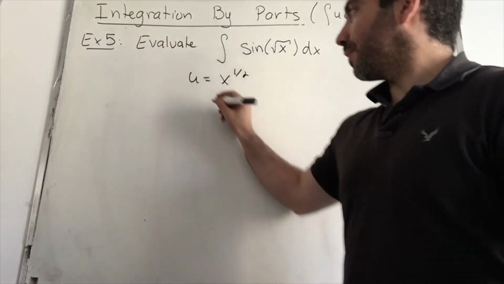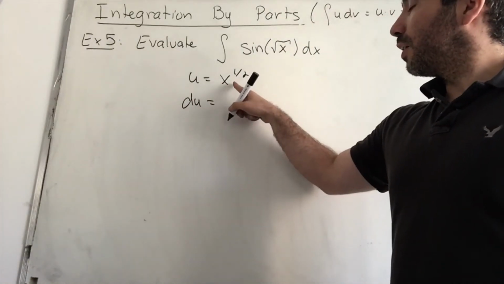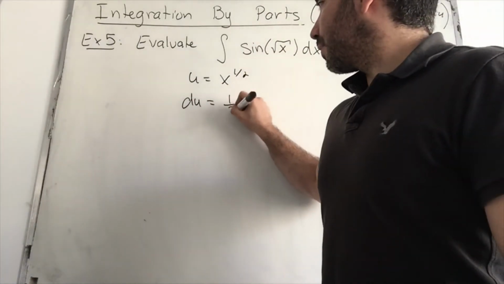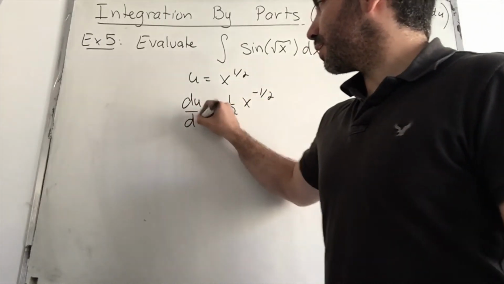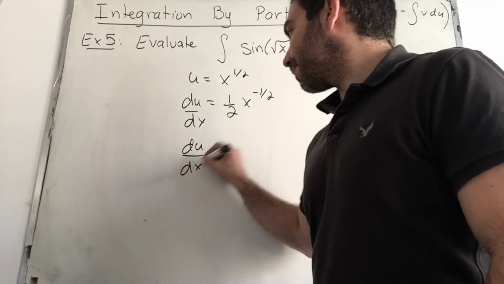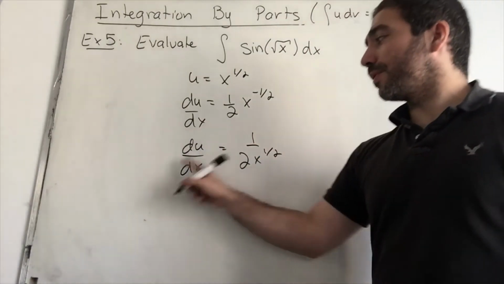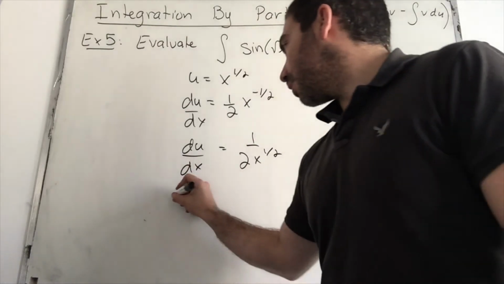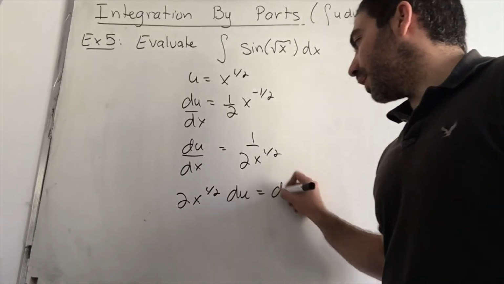And let's take the derivative of this. So we're left with 1/2 comes in front, x to the minus 1/2, and this is the derivative dx, giving us du over dx is equal to 1 over 2x to the 1/2. And solving for dx by cross multiplying, we get 2x to the 1/2 du equals dx.